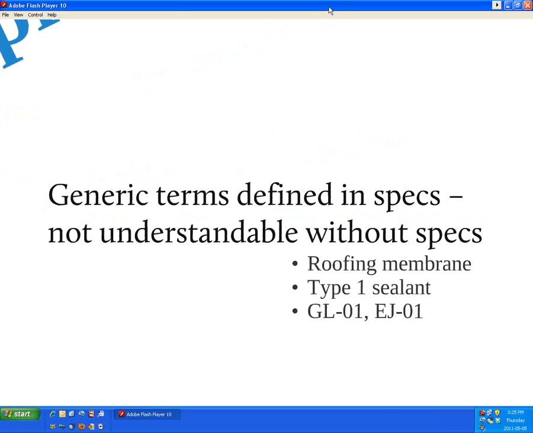Okay, the biggest thing that I see as a specifier, especially as an outside consultant, is that we really try desperately to get the spec terms and the drawing terms coordinated.